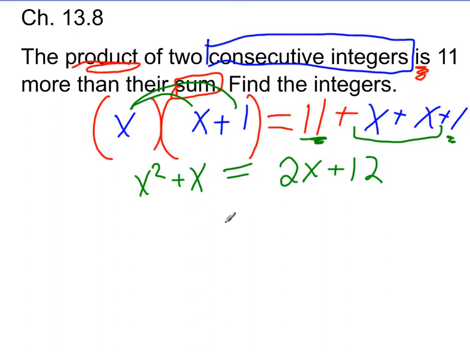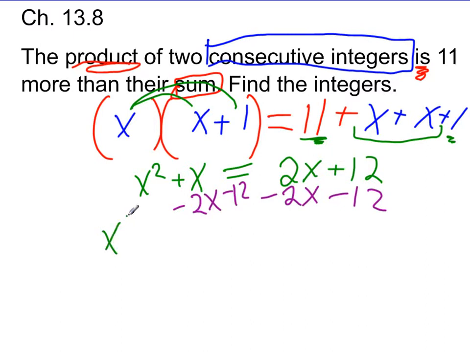Now we still have a problem in which x's are on two sides of the equation. So what we're going to need to do is move everything onto one side so we have a quadratic equation. It doesn't matter which side you pick. Personally, I like to keep x squared positive. So I'm going to move this 2x over to the other side, and what I do to one side I have to do to the other. And I'm also going to move the 12 over, and what I do to one side I have to do to the other.